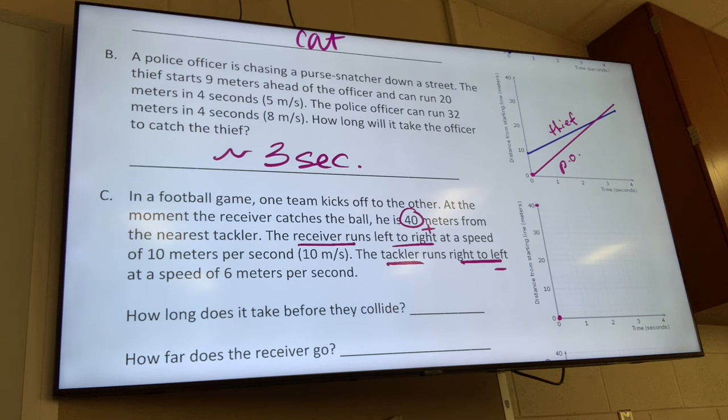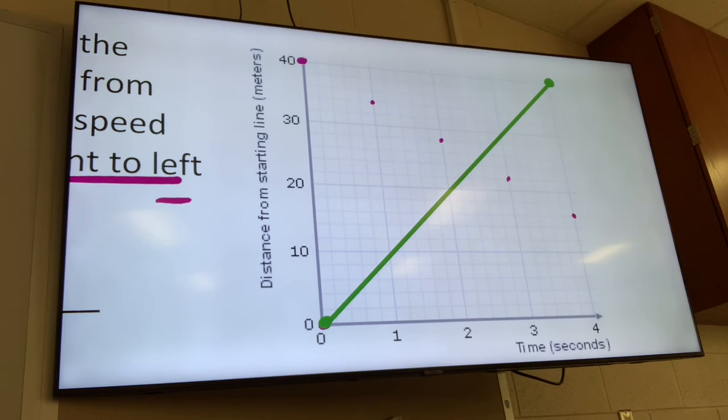Our receiver is going to run, he can run 10 meters per second. So let's make this our receiver. So that means 10 meters per second. So after 4 seconds, he's made it 40 meters. Up 10 over 1. But our tackler, he's a little slower. He's probably a bigger dude. So he runs 6 meters per second, but he's going backwards. So he's going to go down 6 meters over 1 second. All right, so there's our tackler.